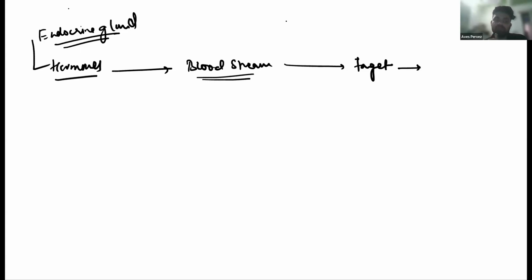So how does chemical coordination take place? Chemical coordination is done by the endocrine system that consists of various endocrine glands, and these glands secrete hormones. Hormones are chemical messengers that carry a message to the target organ. When these hormones are secreted, they are mixed into the bloodstream. They don't have a special duct or any specialized structure, so they are directly released into the bloodstream, and from there they reach the target organ, and then they work actively. So please note it down.